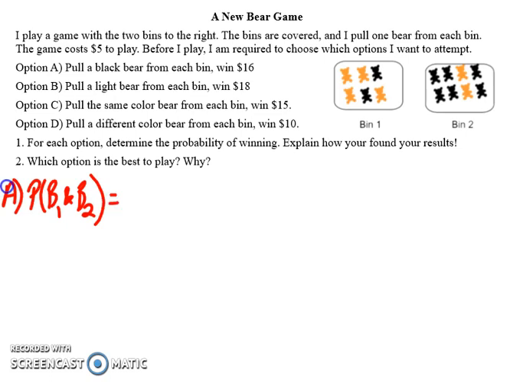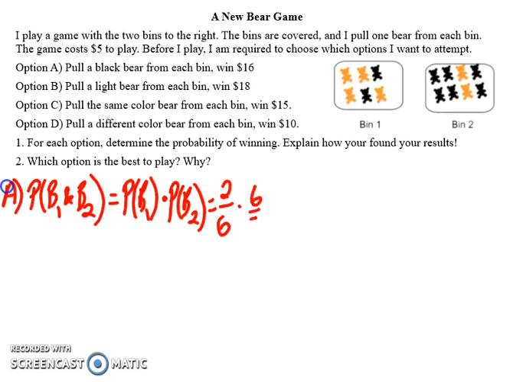And they're independent bins, so I know that this would be the probability of black in 1 times the probability that I got a black in the second one. So this is 2/6 times 6/8, which is 2/8, which is 1/4.